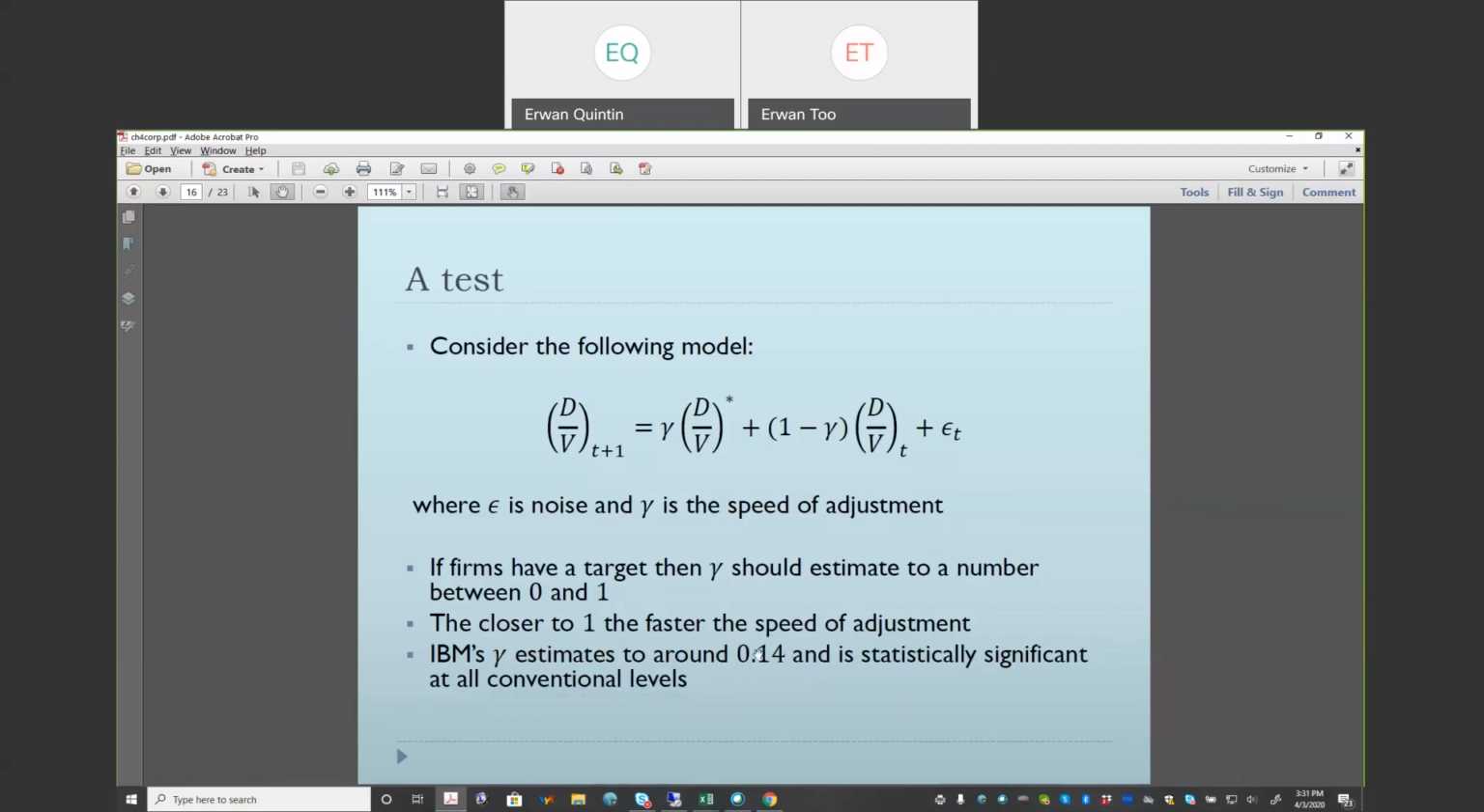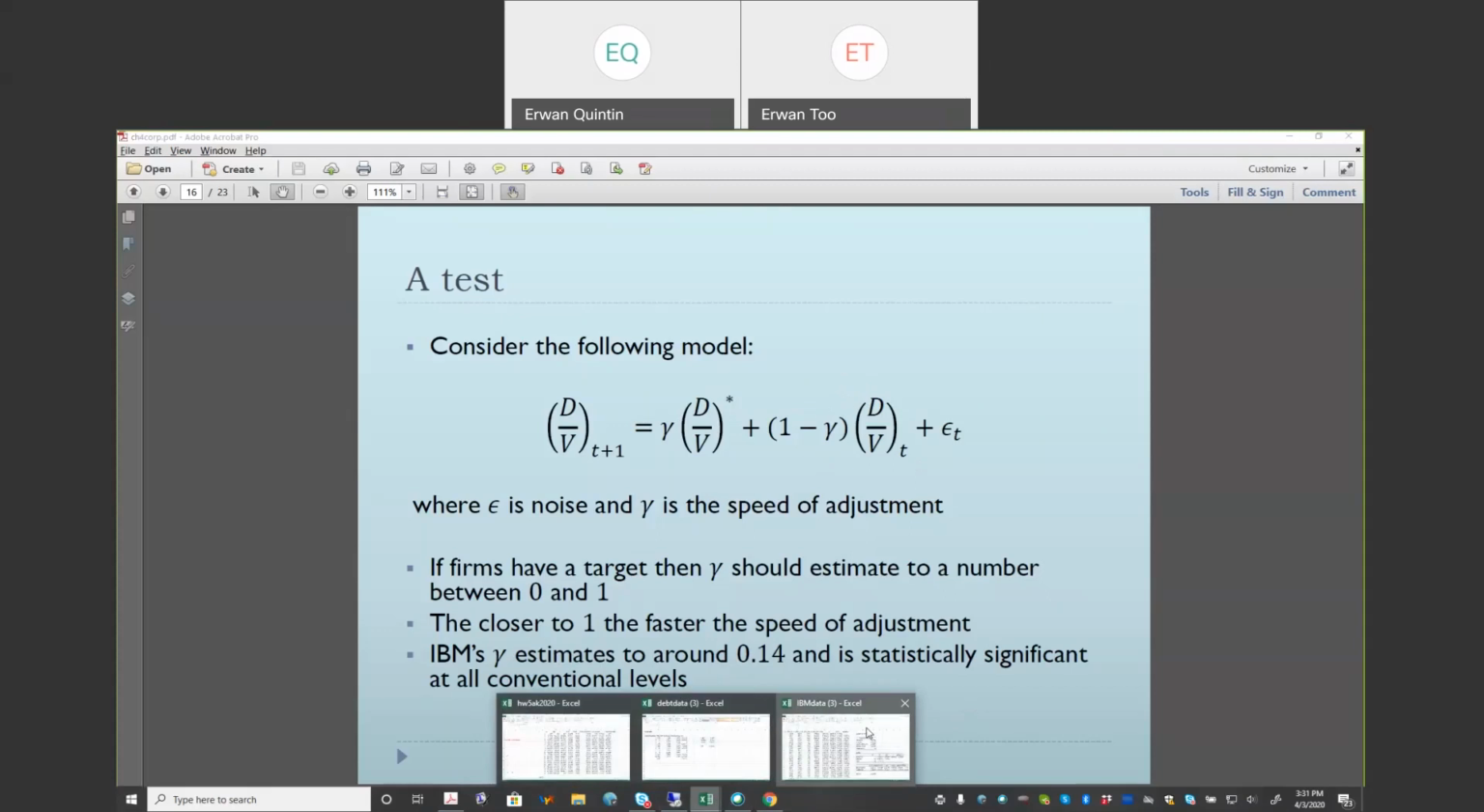So how to think about this 13% that I got? How to think about it is that I put 13% on my long-term target, and the remaining 86% on wherever my leverage ratio was most recently. Another way to say this is that 14%, or 13%, I'm sorry, of the gap between where I am today and where I want to be, which is my optimal capital structure, is erased every quarter. Okay, so that's the way to think about this 13%.